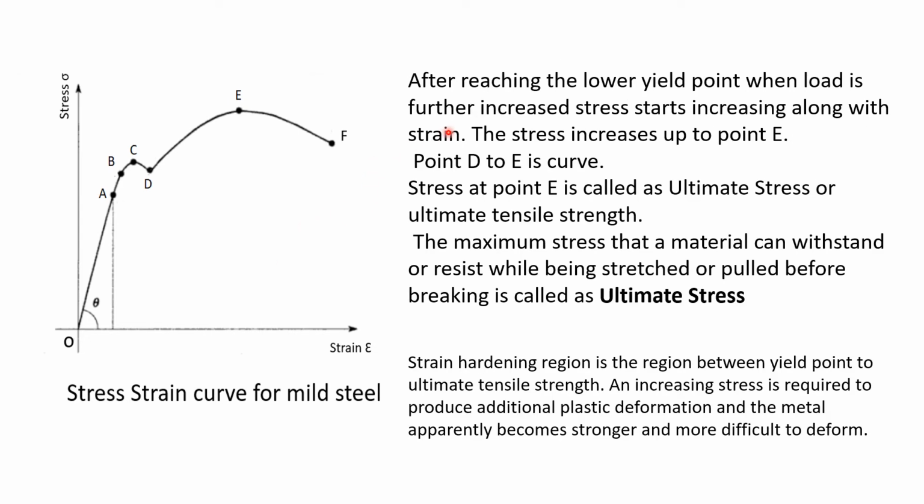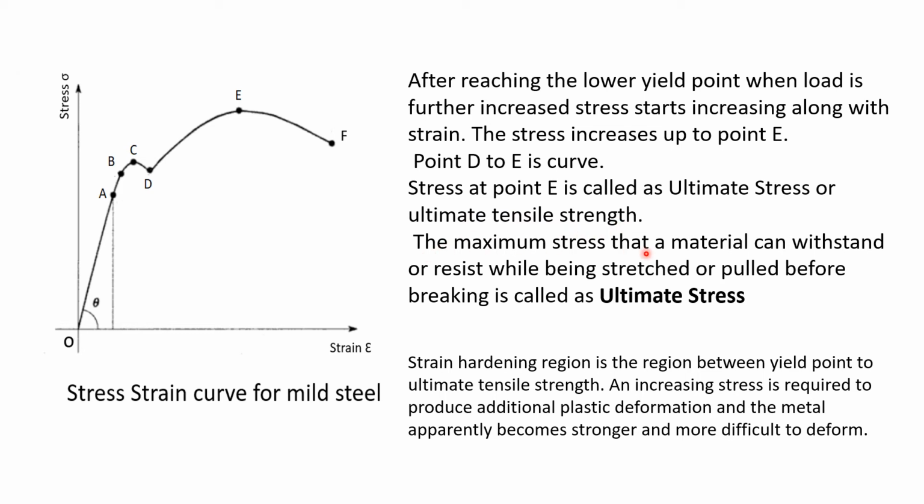After reaching the lower yield point, when the load is further increased, stress starts increasing along with the strain. So when the load is further increased from point D, we see that the stress also increases and strain is also increasing, and it reaches point E. So D to E is a curve. Stress at point E is called the ultimate stress or ultimate tensile strength.